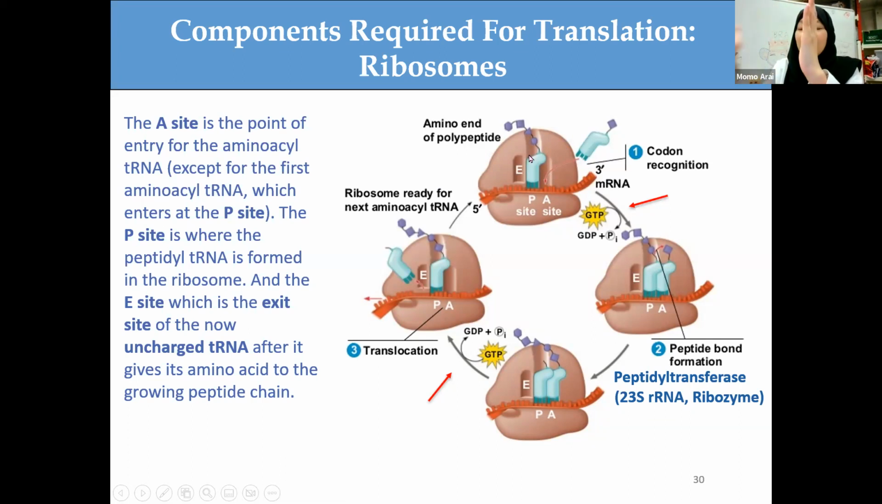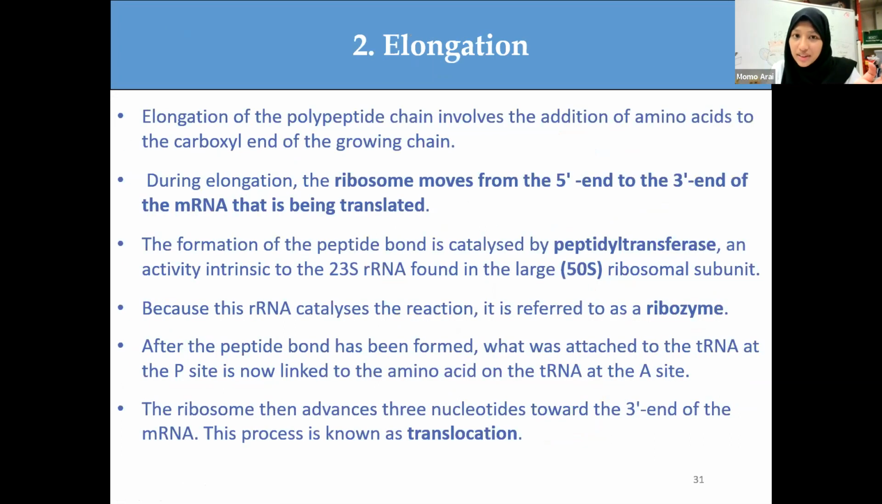Then another one comes in at the A site, and the amino acid shifts or jumps to the other one and joins by peptide bonds. The whole process moves on like that continuously until it reaches the stop codon. So initiation is when the start codon comes in. Elongation is when the amino acids join together to form a long chain of amino acids called the protein. This whole thing is the elongation.